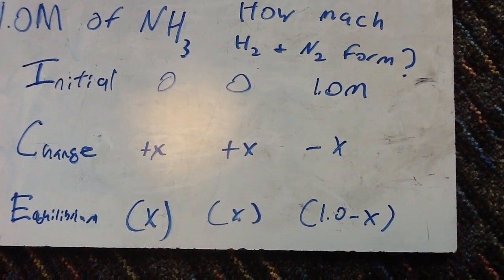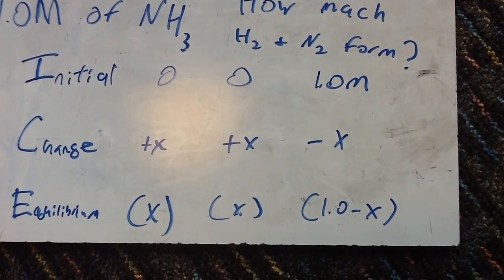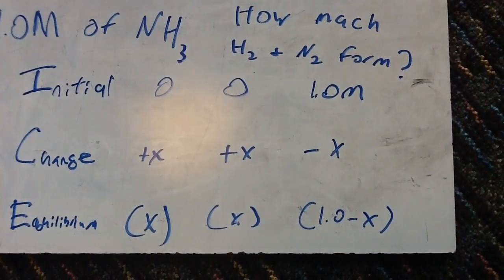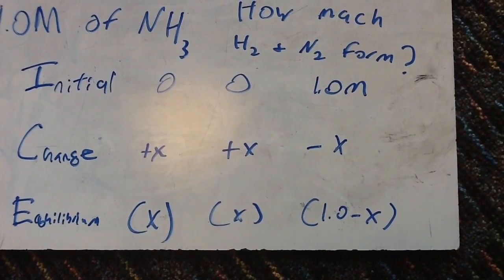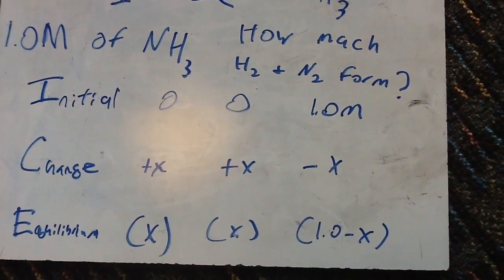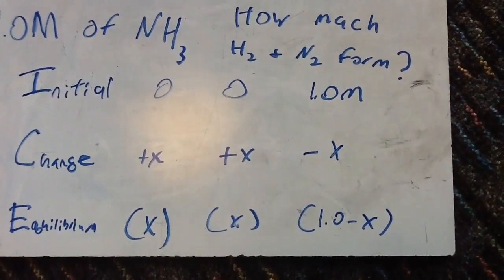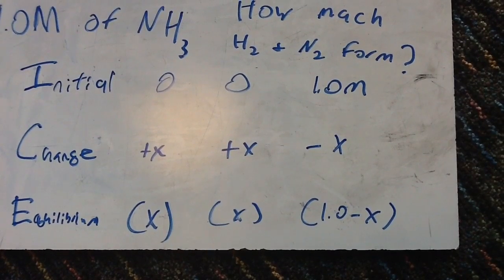In the top right, we have our initial concentration of ammonia. It's going to change by a minus X amount, and the other two, hydrogen gas and nitrogen gas, are going to add X amount. So at equilibrium, 1.0 minus X, and X will be the ending.